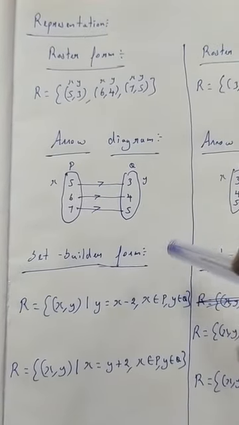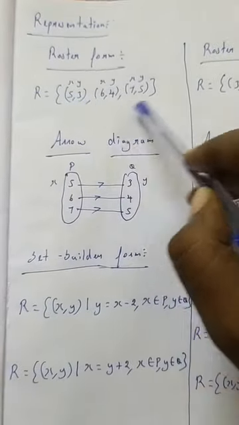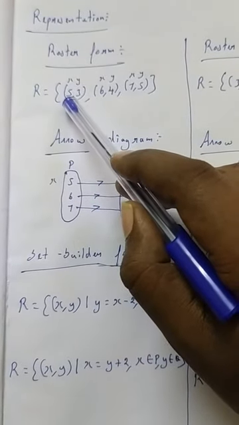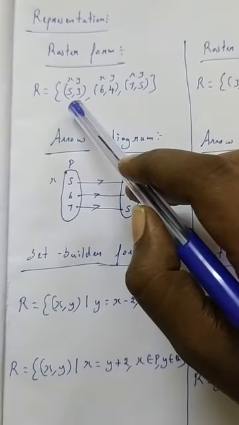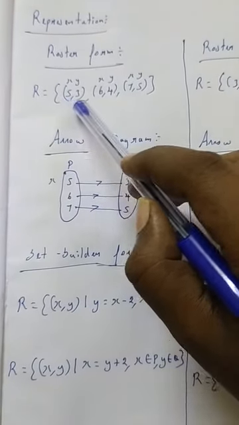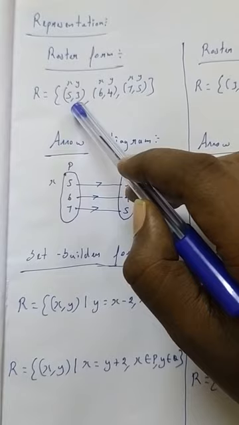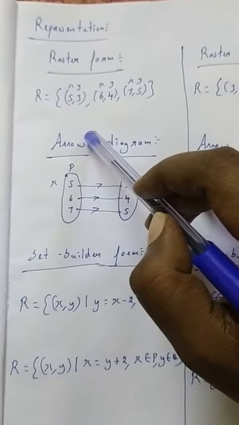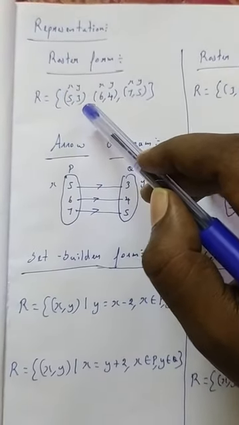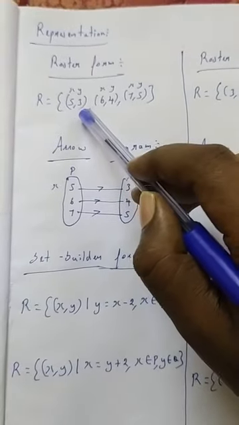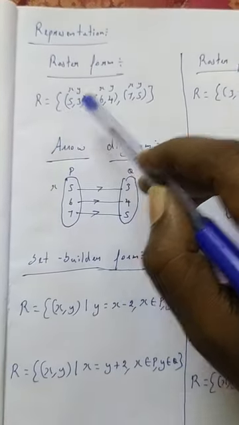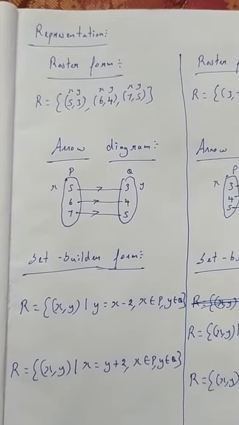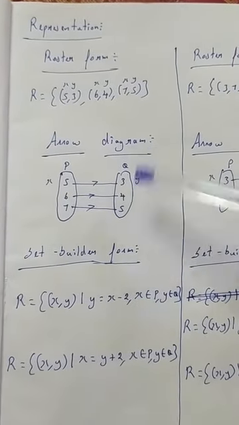And the next one is arrow diagram. In this roster form we have ordered pairs. For example, (5, 3), (6, 4), (7, 5). So this (5, 3) means (x, y). Ordered pair is always denoted by (x, y). So (5, 3) means (x, y). So here what is x? 5. And what is y? 3. Right? Okay.